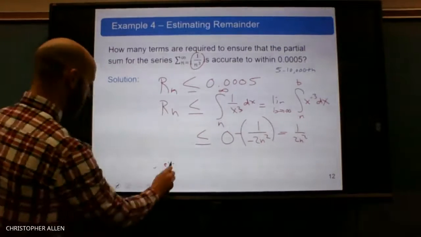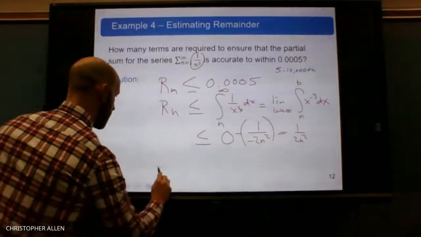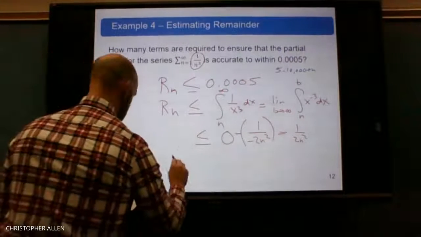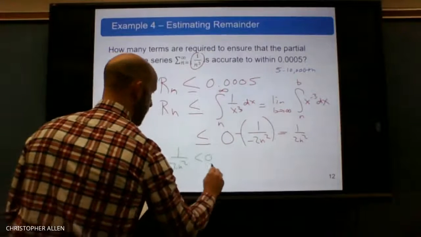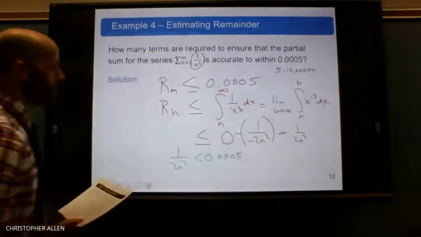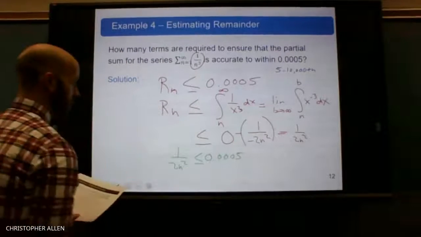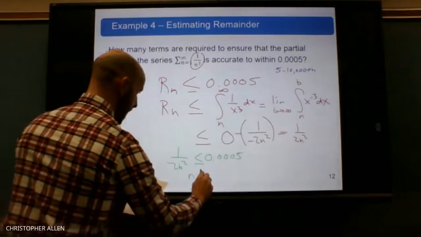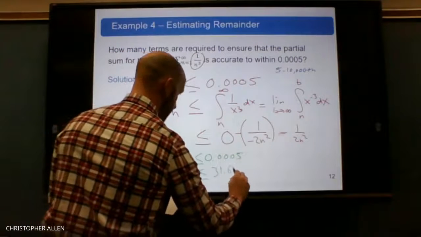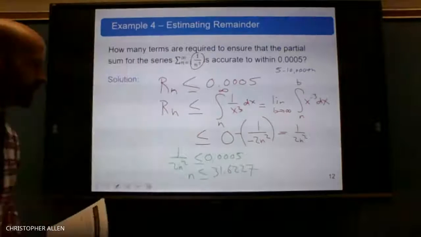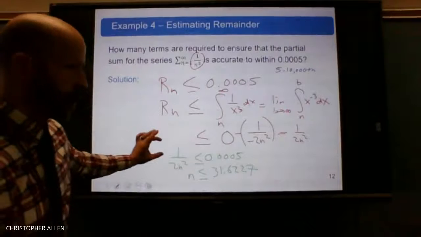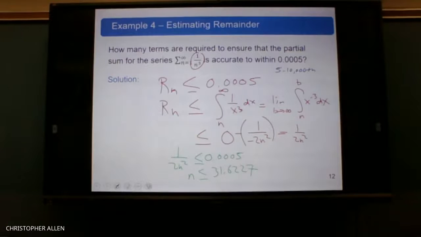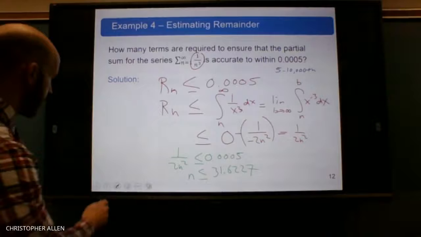In other words, we need 1 over 2n squared to be less than or equal to 0.0005. And then you could cross multiply and work all this out. It turns out that n has to be greater than or equal to 31.627, if I'm not mistaken. Basically, you multiply both sides by 2, then you cross multiply, then you take the square root. Anyways, you'll get this value here. Oops, I forgot to flip my sign here. This should be flipped.